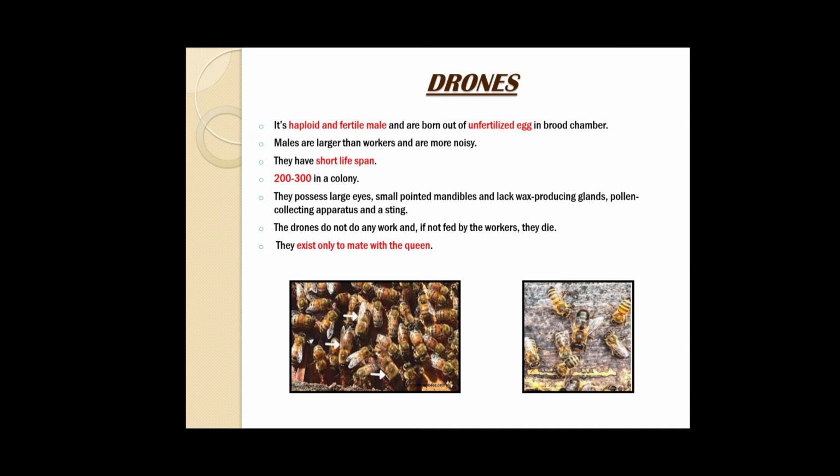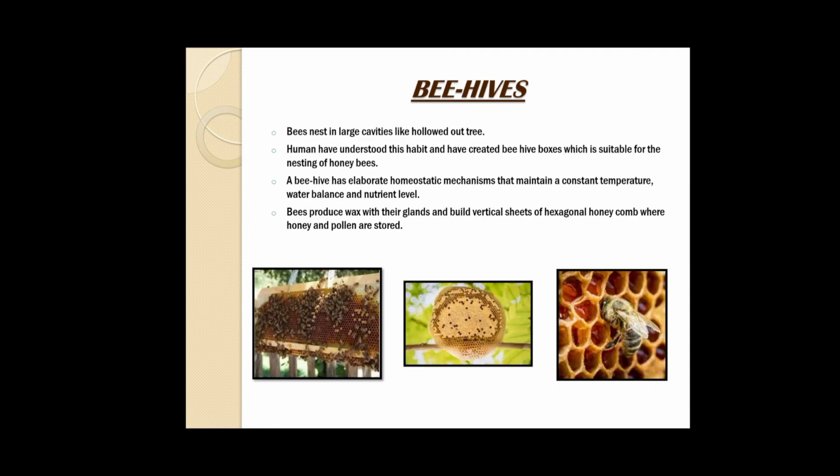Drones. Drones are haploid and fertile males and are born out of unfertilized eggs in the brood chamber. Drones are larger than workers and are more noisy. They have a shorter lifespan. They are only 200 to 300 in a colony, and they exist only to mate with the queen.